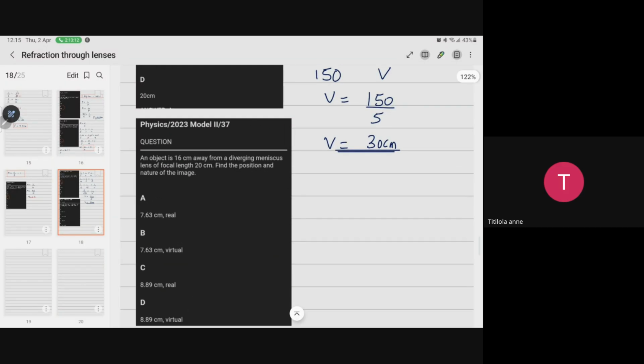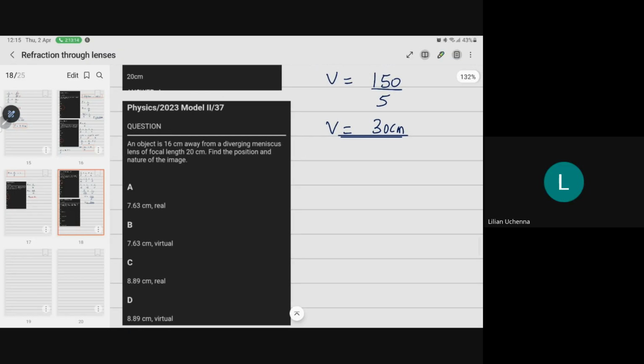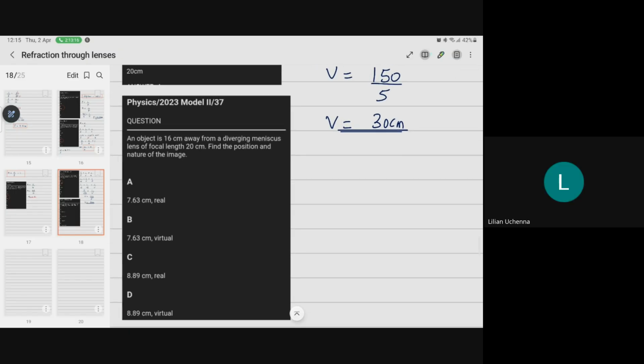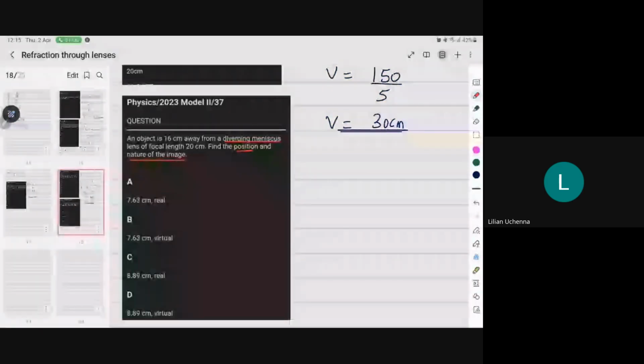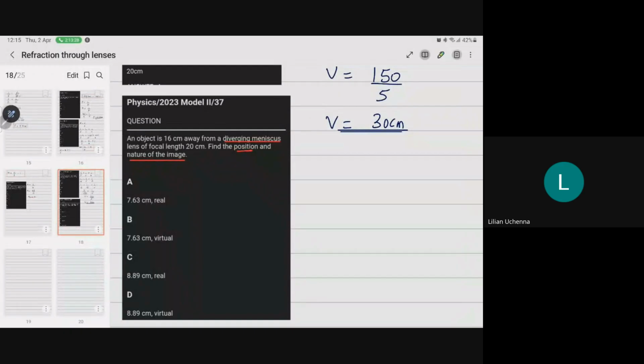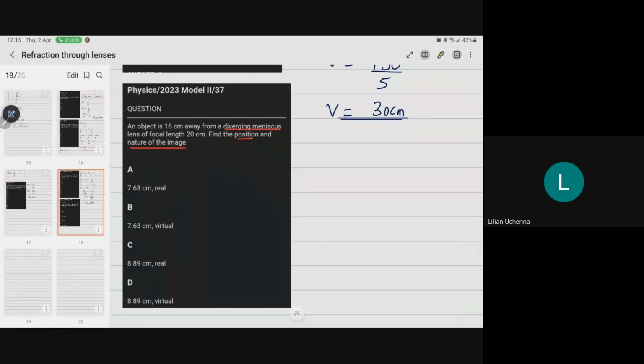Now I will hold you people here. In this very question, they said, find the position and nature of the image. They said this is a divergent meniscus, right? Which means a divergent lens. So you should find the position now and the nature of the image. Not just the position, but the nature of the image. So now I want to see the person that will produce the answer for us. Let me import more questions.